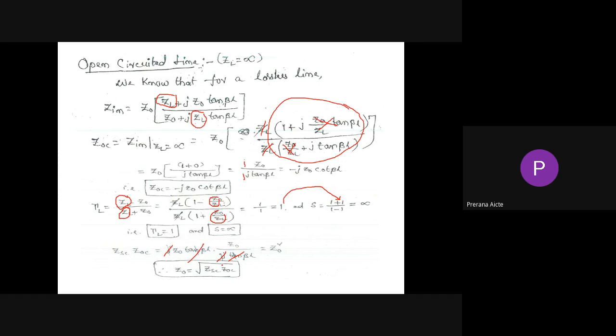So the characteristic impedance of a transmission line is the square root of the product of the open circuit and short circuit impedances. That is Z naught is equal to square root of ZOC into ZSC. Okay, that is the expression. So we can calculate the characteristic impedance from the open circuit and short circuit impedances.